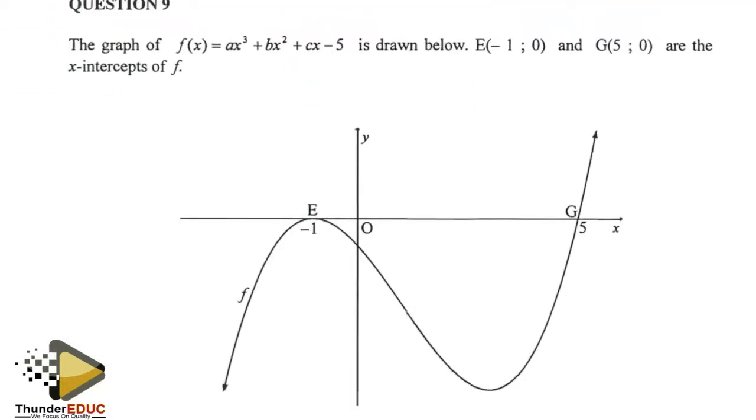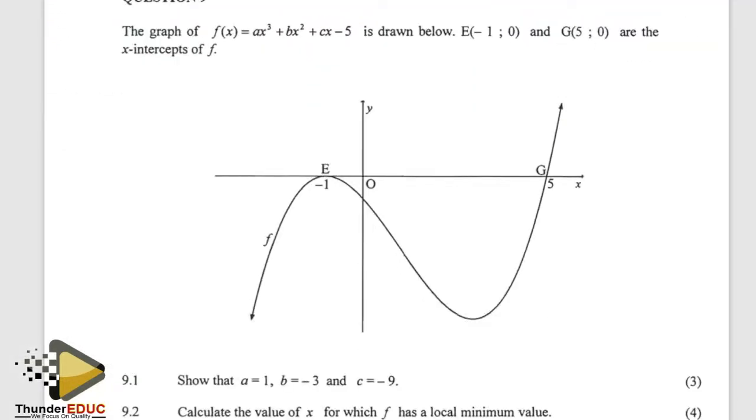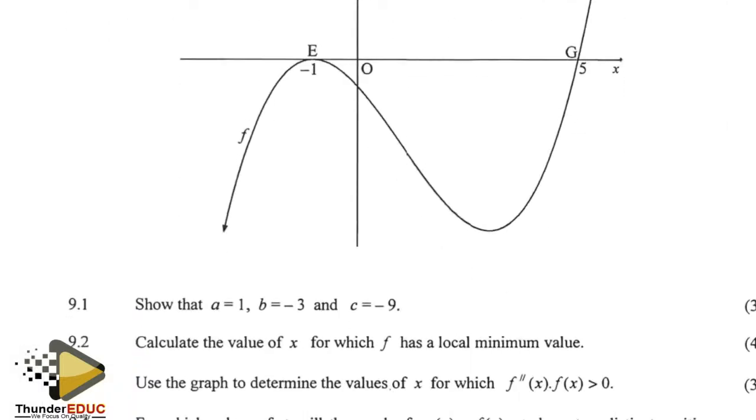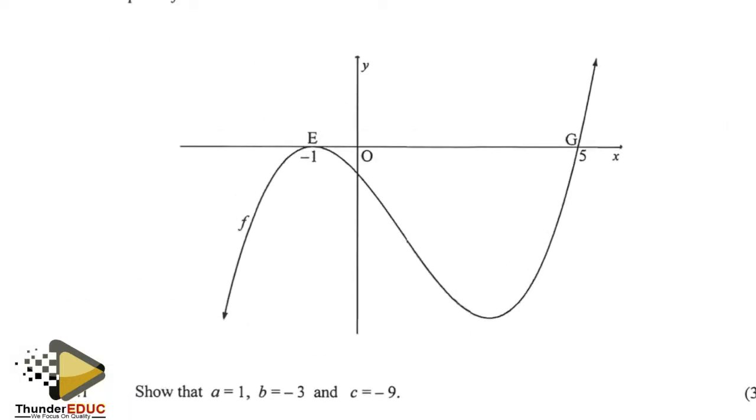Okay, question number 9. Question number 9, they are telling us that the graph f is drawn below is that and g is that at the intercepts. First question, can we show that a is 1, b is negative 3, and then c is negative 9? So the approach to this is 1.